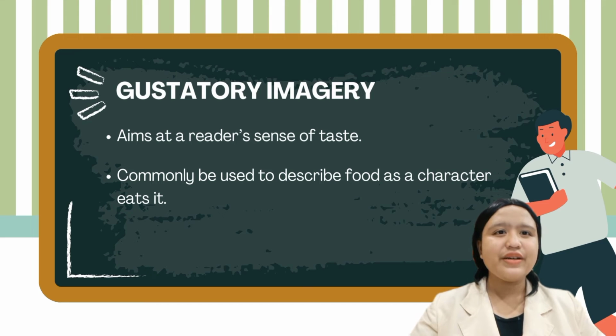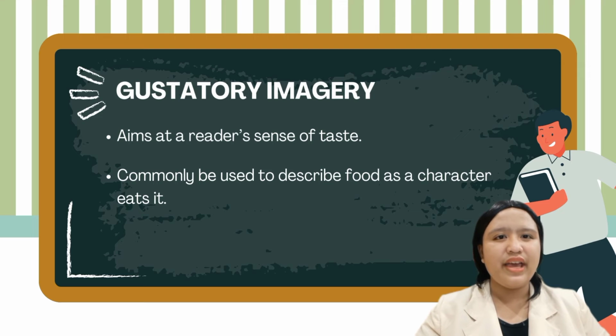The fourth is called gustatory imagery, and it has to do with our taste buds. For example, as the girl bit into the cake, a burst of chocolate flavors hit her tongue along with warm melting caramel. It sounds so delicious, doesn't it?